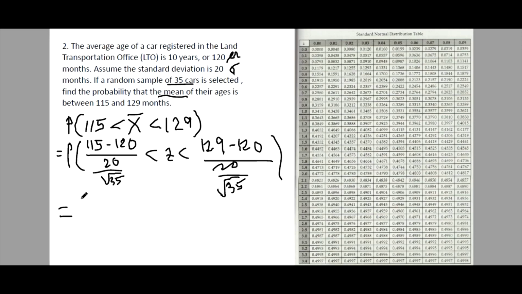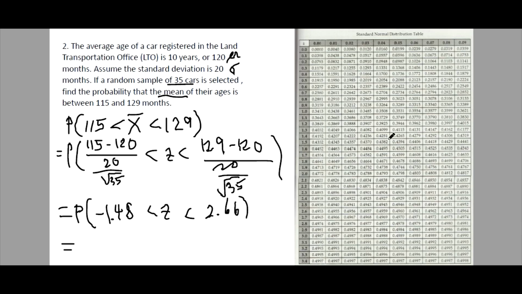So let's compute. So this one is equal to negative 1.48. And on the right side, we have 2.66. Okay, so one of the z-scores here is negative, the other is positive. So we'll just add their respective areas from the table.